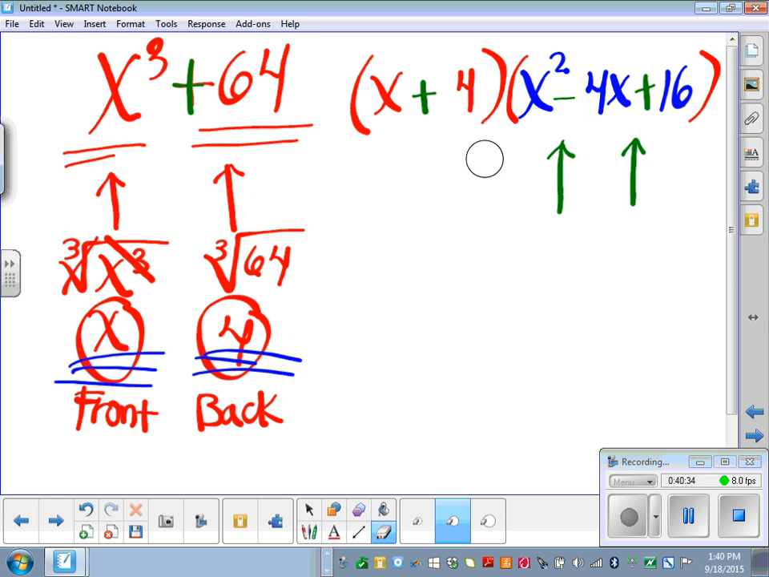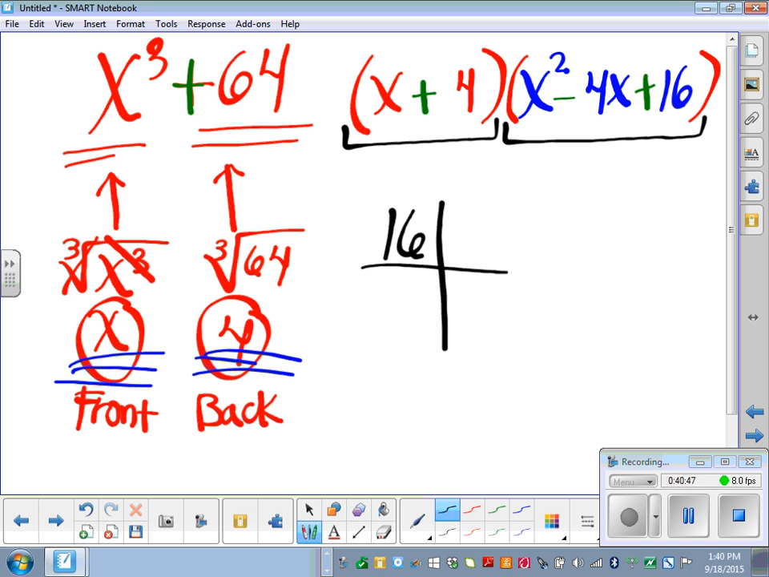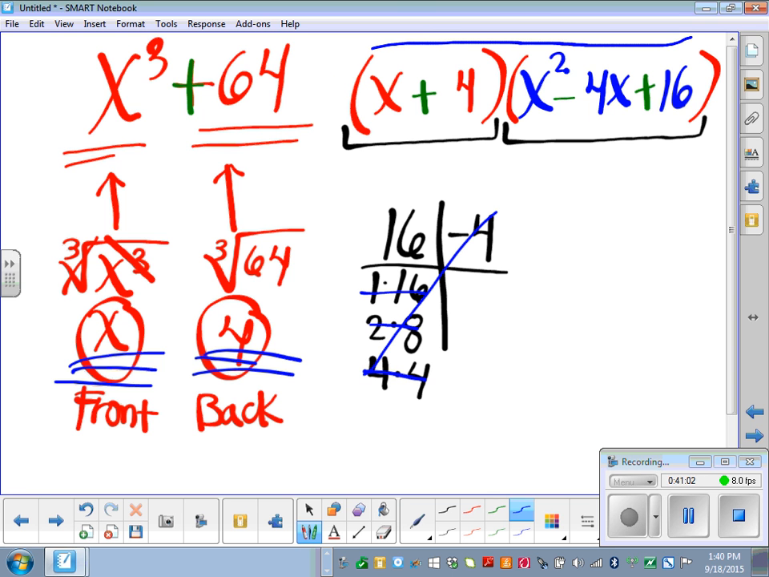So then once again, we could check to see, okay, well, looking at this front thing, this x plus 4 here, it is linear, so we're done factoring that, but we would need to check to see if we could factor that further. So what multiplies to be 16 and adds up to be negative 4? So 1 times 16, 2 times 8, 4 times 4. None of them can add up to be negative 4 no matter what. So it doesn't factor any further. So this would be our final answer if we were just asked to factor.